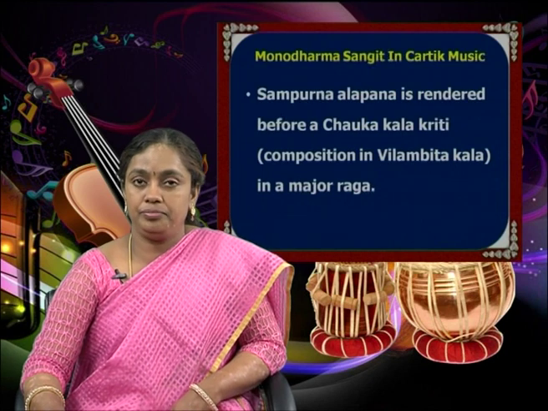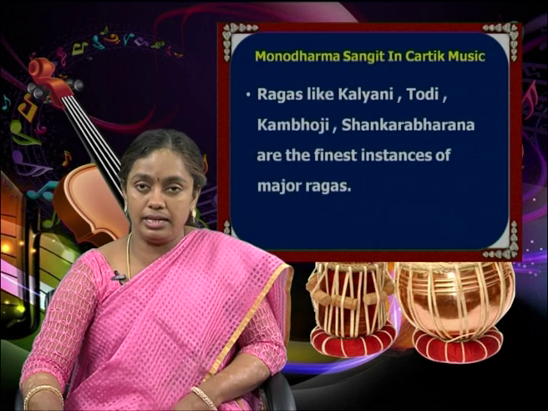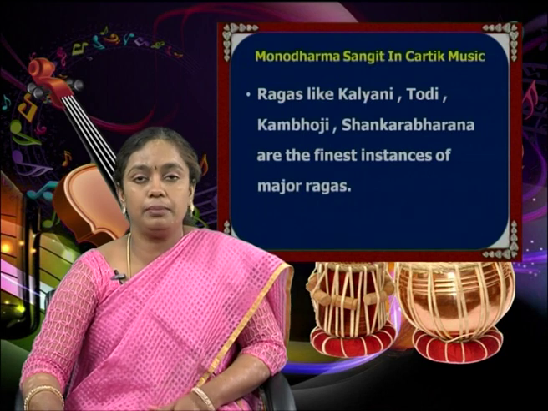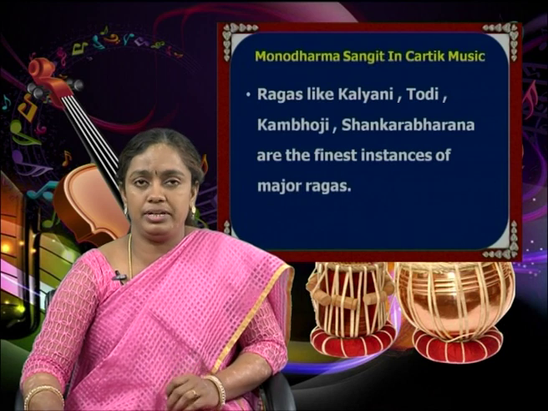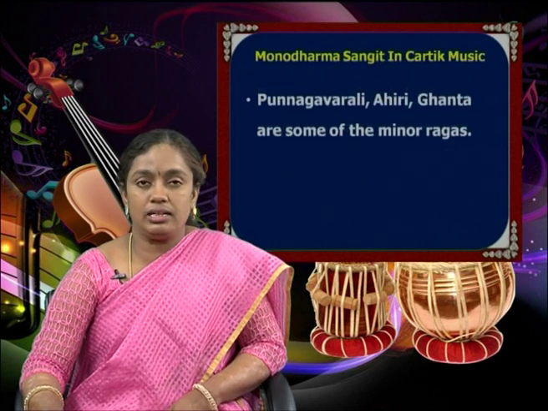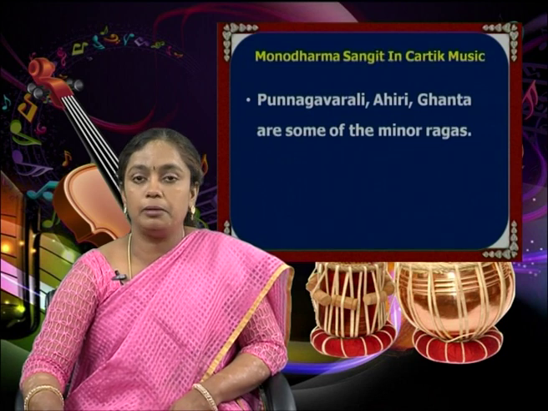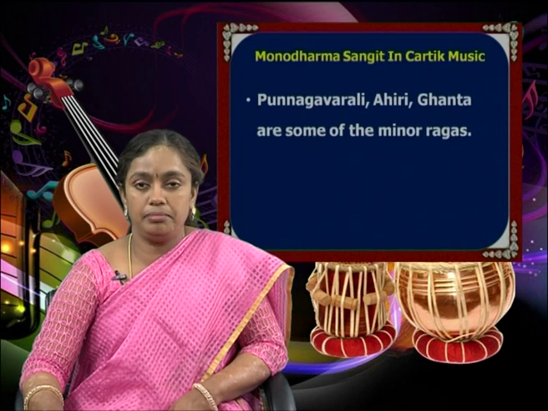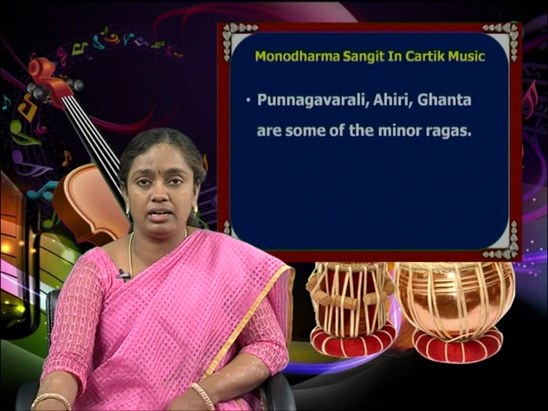and chaukakala. Mainly Sampurna ragas like Kalyani, Todi, Kambhoji, Shankarabharanam are the finest instances of these major ragas. And the small ragas, called Janya ragas, derived from the Janaka ragas, like Punnagavarali, Ahiri, Ghanta are some of the minor ragas. I just want to show some examples of these major and minor ragas in Alapana method. Kalyani.